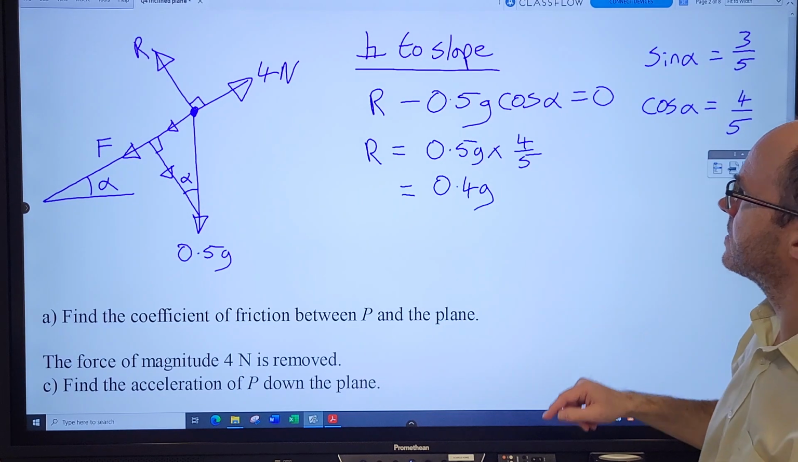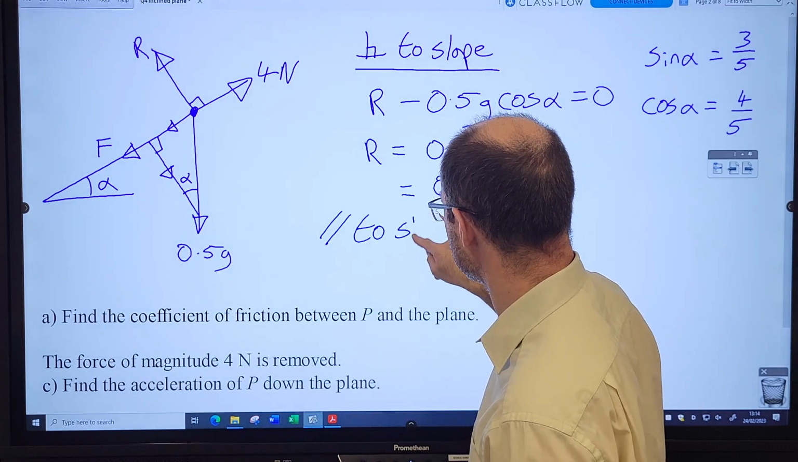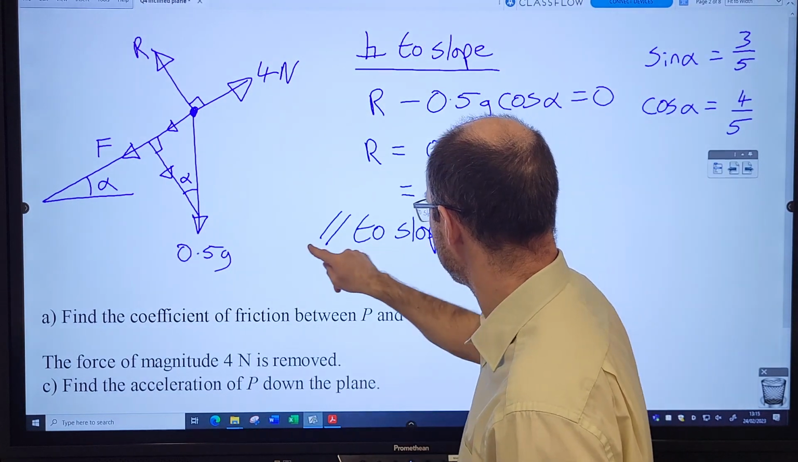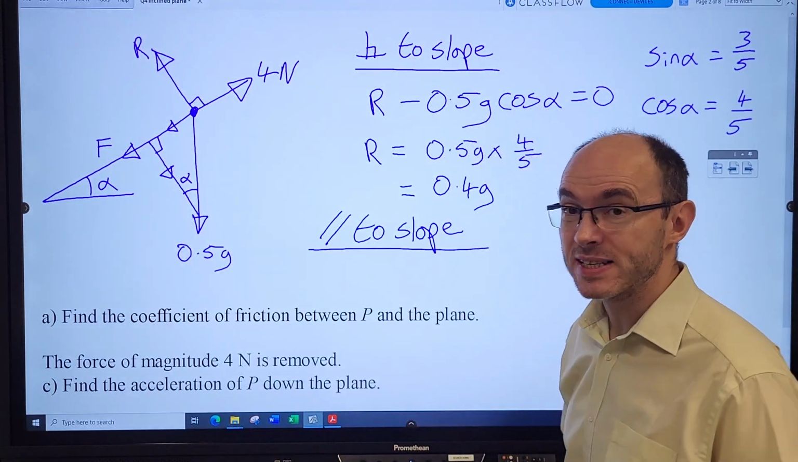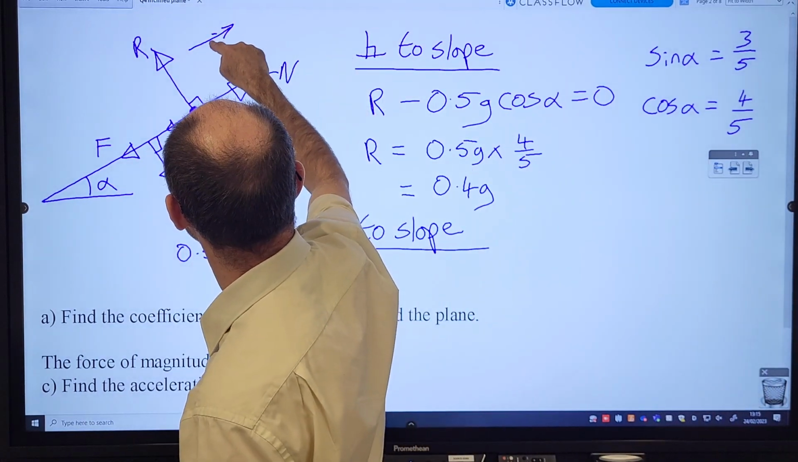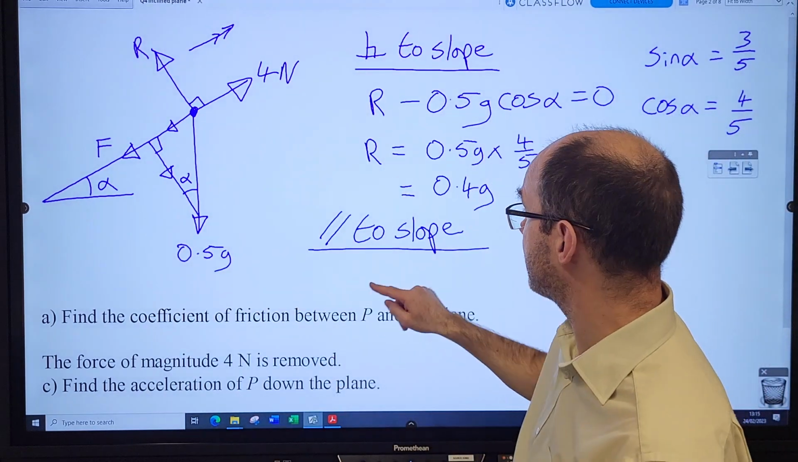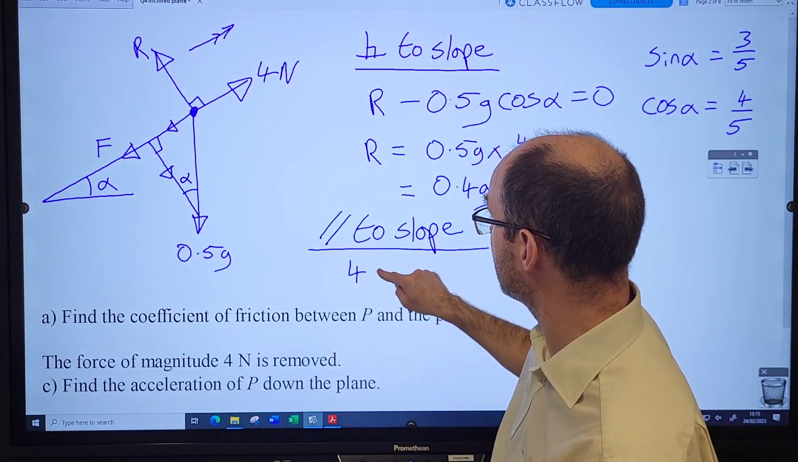Right, what next? We need to resolve parallel to the slope as well. So parallel to the slope, what's happening? As I said, it's on the point of slipping up the plane, isn't it? Let's just put that arrow back in again, if it does go anywhere. So I'm going to take up the plane as being positive. So I've got 4 is positive.